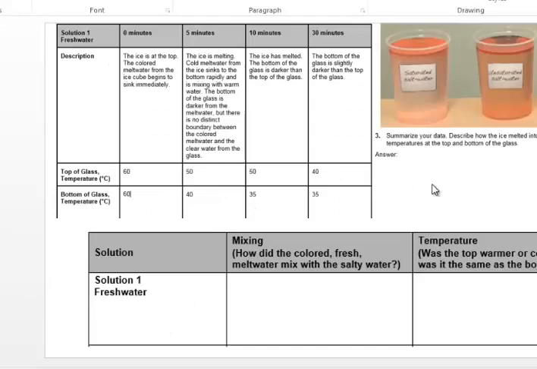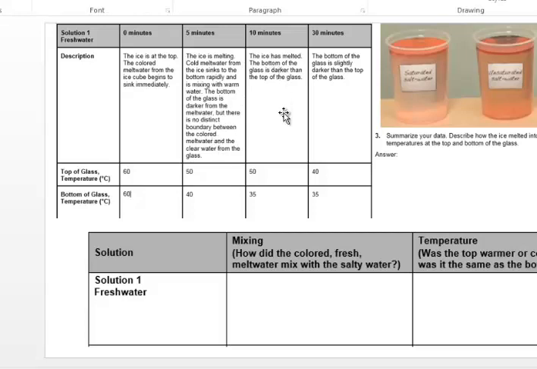Let's first take a look at the fresh water. We can see that at 0 minutes, the ice is at the top. The colored melt water from the ice cube began to sink immediately. Temperature at the top and bottom was the exact same at 60 degrees Celsius. At 5 minutes melt time for the fresh water, the ice began to sink to the bottom rapidly and mixed with the water as it sank. The bottom of the glass appeared to be slightly darker, but there was no distinct boundary between the top and the bottom of the glass.